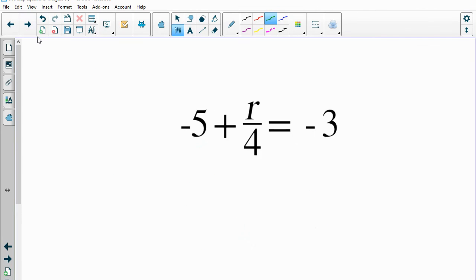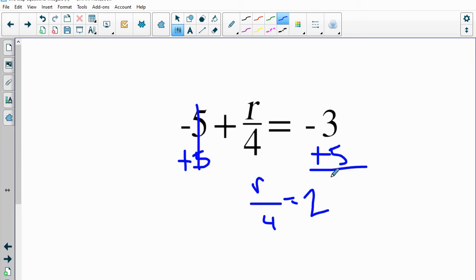Pretty straightforward. And our last example problem, another one that's a little bit rearranged or mixed up, but we've got a minus 5 out front. To undo minusing 5, we add 5. And we do what we do to one side, we got to do it to both sides. So negative 5 plus 5 is 0. We're left with r over 4 equals negative 3 plus 5, which is 2. And now we multiply both sides by 4. And our final answer is r equals 8.